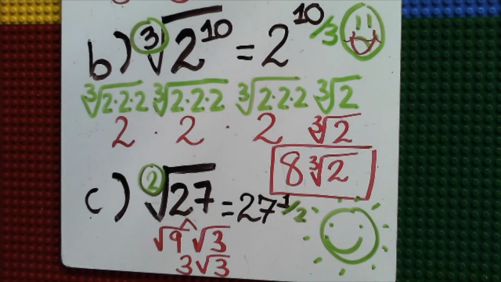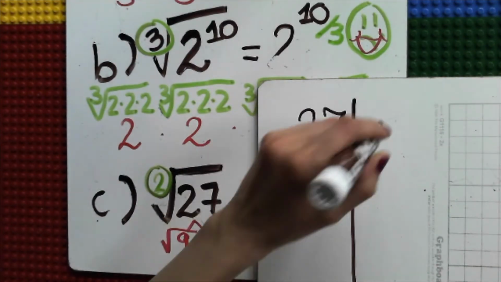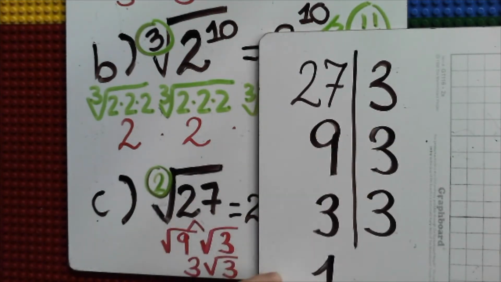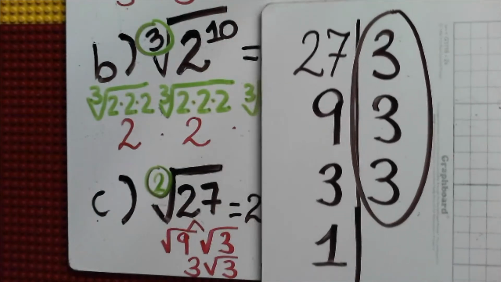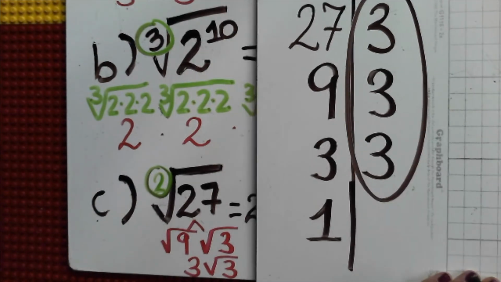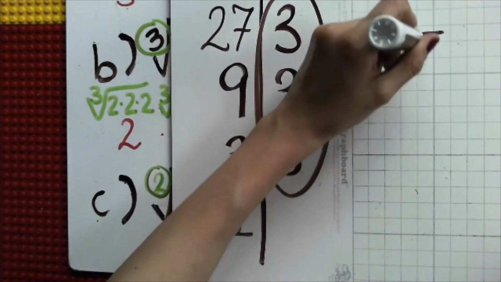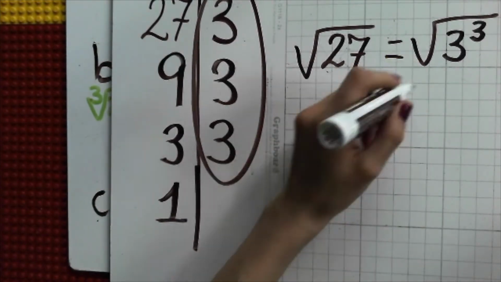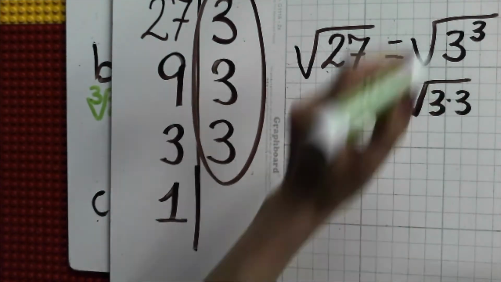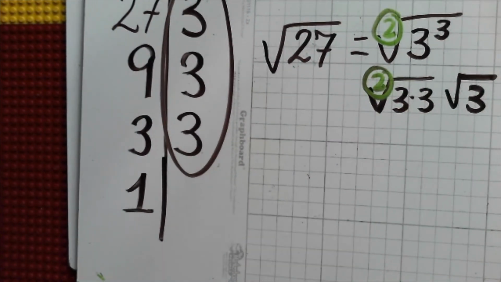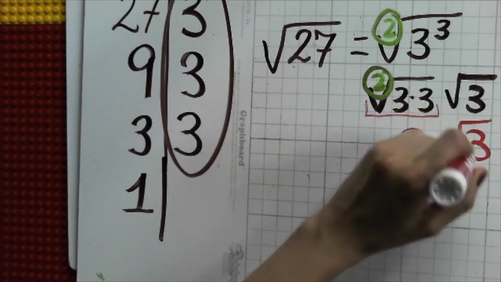Another way to do it is to find the prime factors. 27 can be divided by 3, which gives me 9. 9 divided by 3 gives me 3. Divided by 3 gives me 1. And here we go. Our prime factorization is 3 times 3 times 3. So when I put this into my radical form, what I see is that 27 under the square root is the same as 3 to the 3rd power. And I can create groups of 2 because my index is 2. The square root of 3 squared, or 3 times 3, is 3. And the square root of 3 remains as the square root of 3.